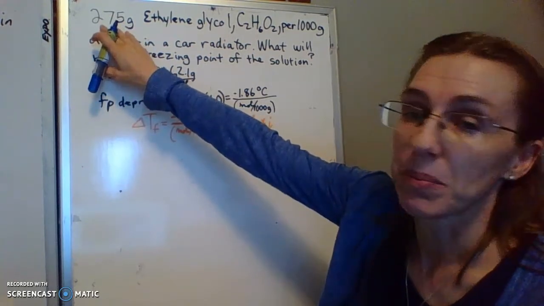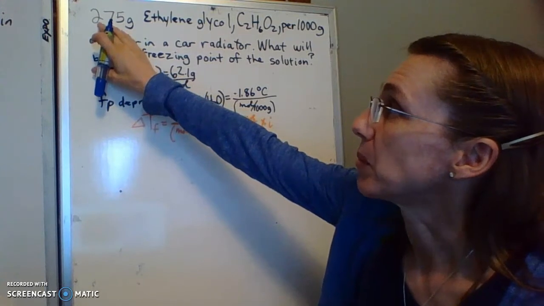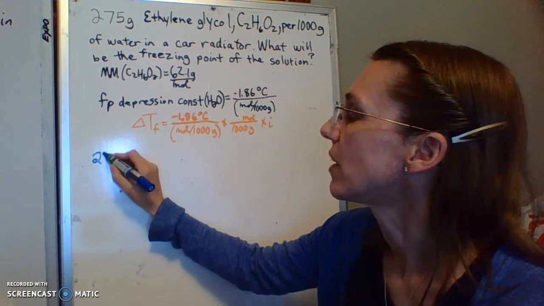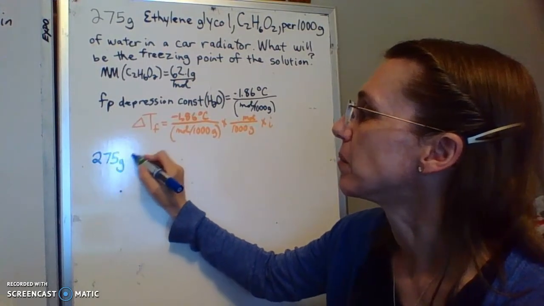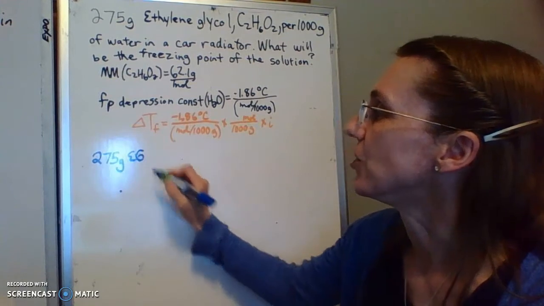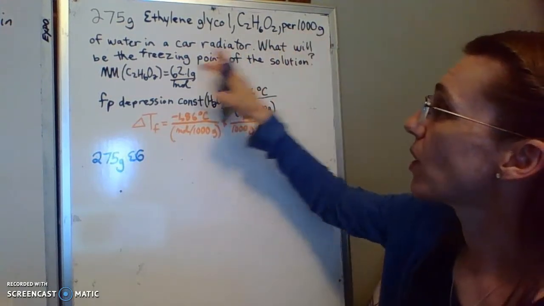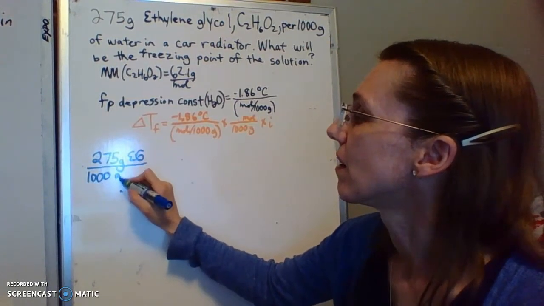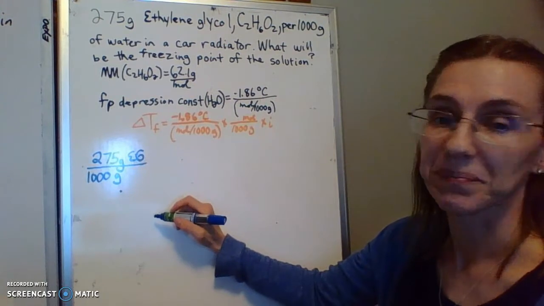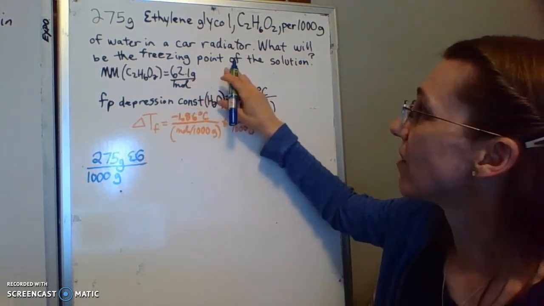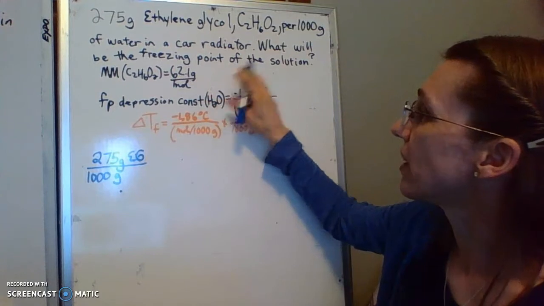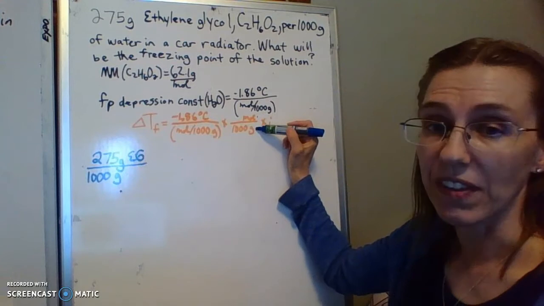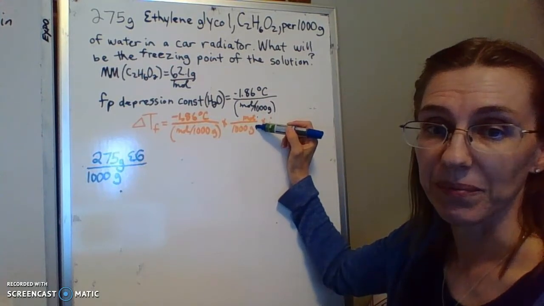So let's go ahead and do a problem. Here we've got, I'm going to pull out the information as I come to it as I'm reading the problem. 275 grams of ethylene glycol. So we have 275 grams. I'm just going to abbreviate this EG, ethylene glycol, per 100 grams of the water. Okay. And it's in the car radiator. What will be the freezing point of the solution? Okay. So we need it in moles per 1,000 grams in order to plug it in here.